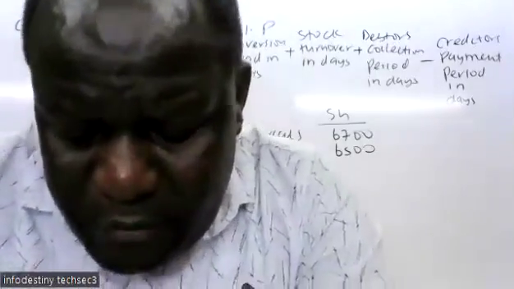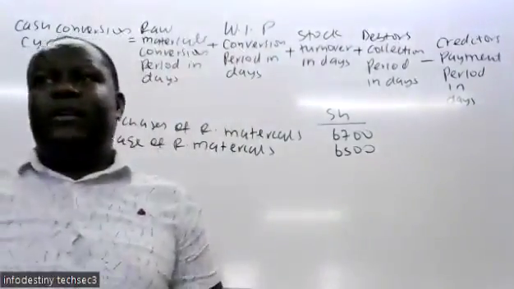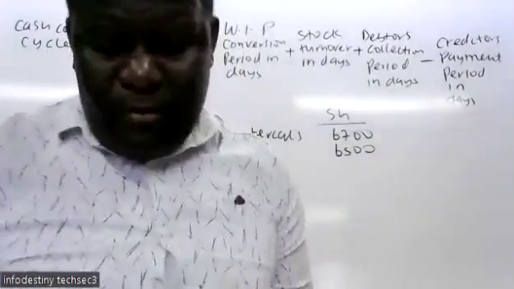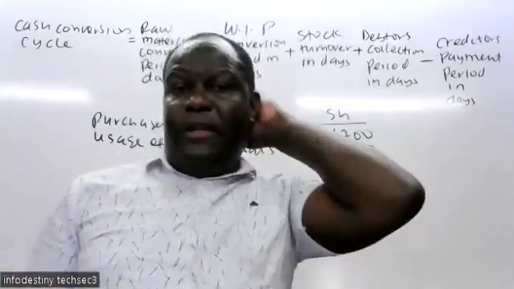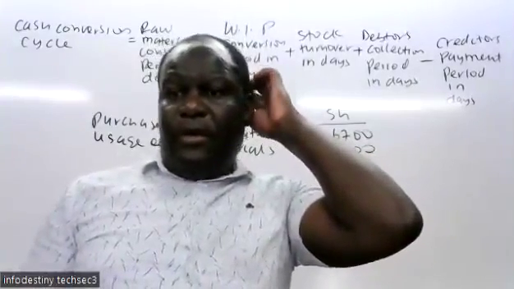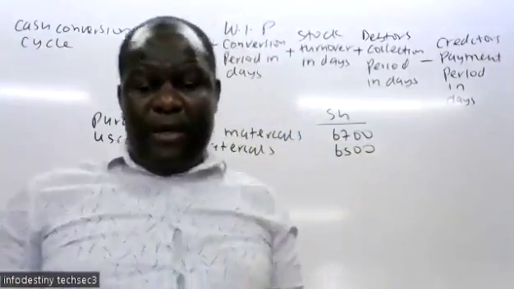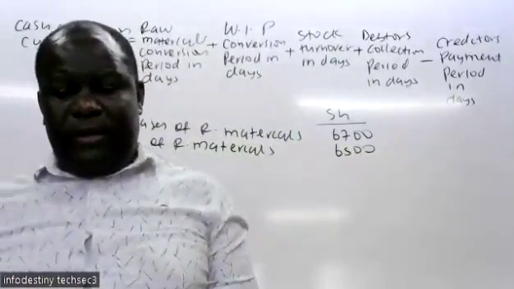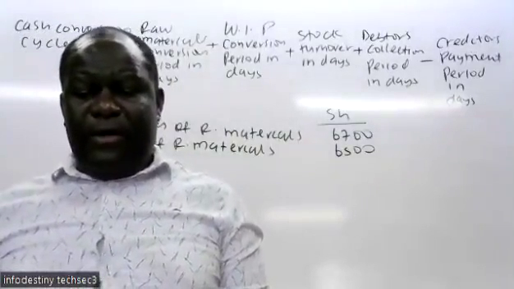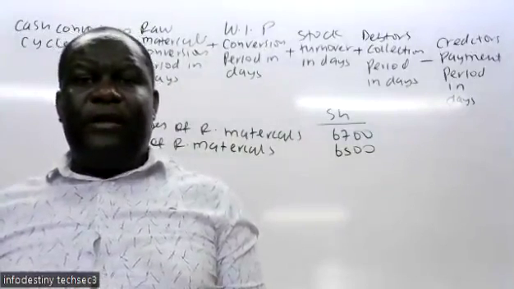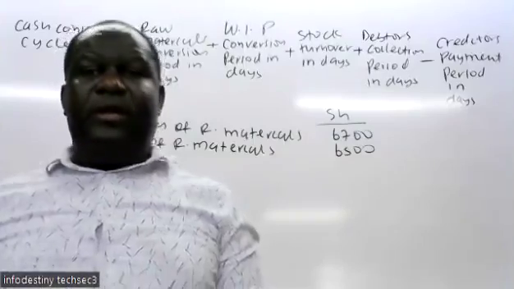Average debtors is 4,700. Now required: assume there are 365 days in a year, determine the length of the cash conversion cycle.